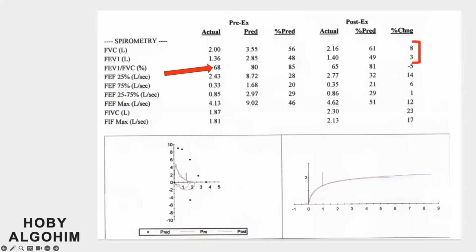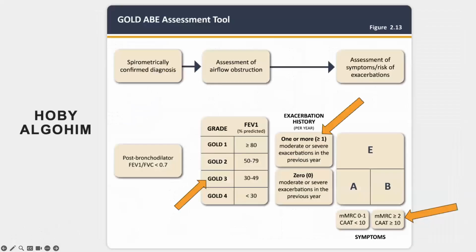So either way you look at this, he meets GOLD criteria for less than 70%. Now, putting it all together in consideration of clinical history and spirometry, along with subjective metrics and questionnaires, Mr. Algohim should be officially categorized as a GOLD 3, according to his spirometry.